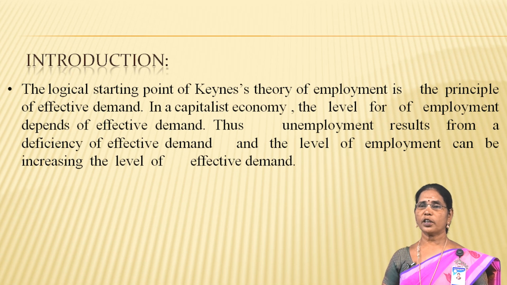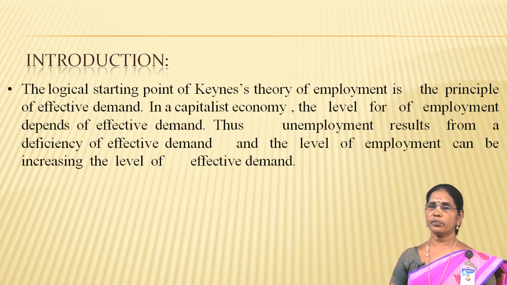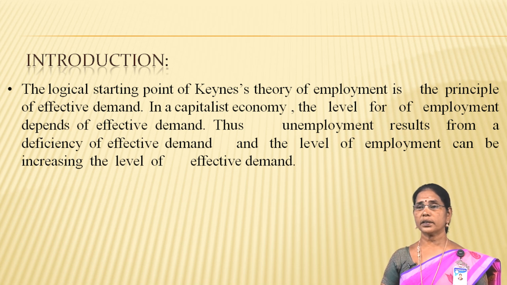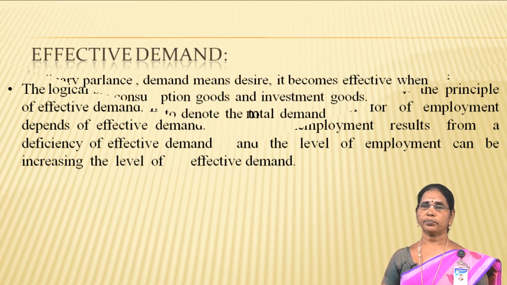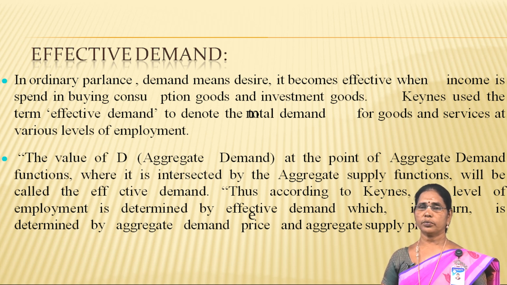The logical starting point of Keynes' theory of employment is the principle of effective demand. In a capitalist economy, the level of employment depends upon effective demand. Thus, unemployment results from a deficiency of effective demand, and the level of employment can be increased by increasing the level of effective demand. In ordinary parlance, demand means desire. It becomes effective when income is spent in buying consumption goods and investment goods.